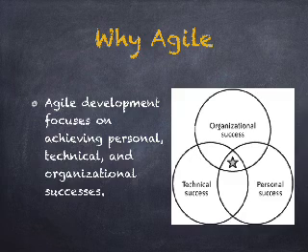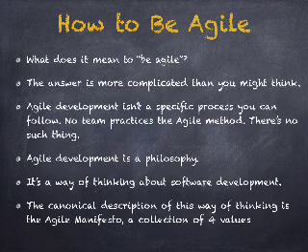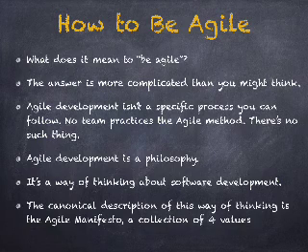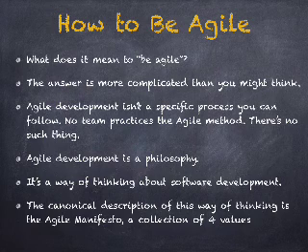And what does it mean to be agile? The answer is more complicated than you might think. The agile development isn't a specific process you can follow. No team practices the agile method. There is no such thing. Agile development is a philosophy, it's a way of thinking about software development. The canonical description of this way of thinking is the Agile Manifesto, a collection of four values.